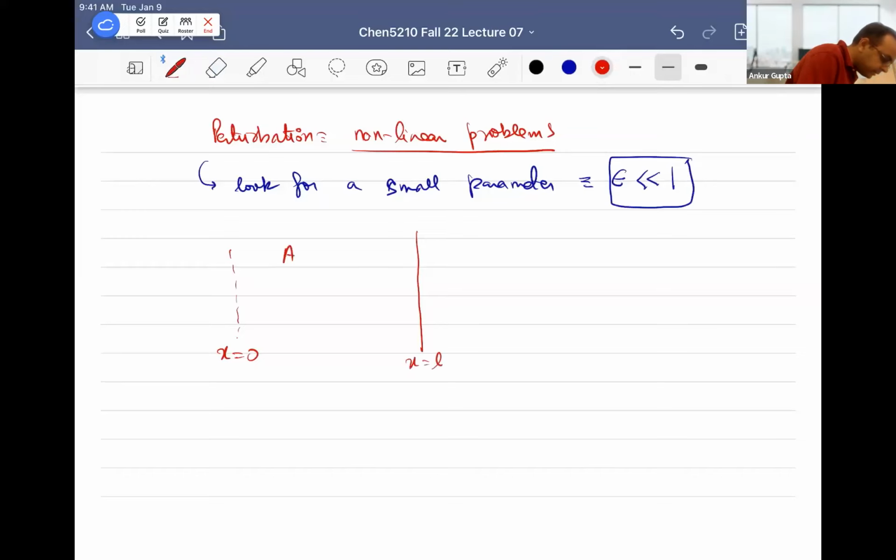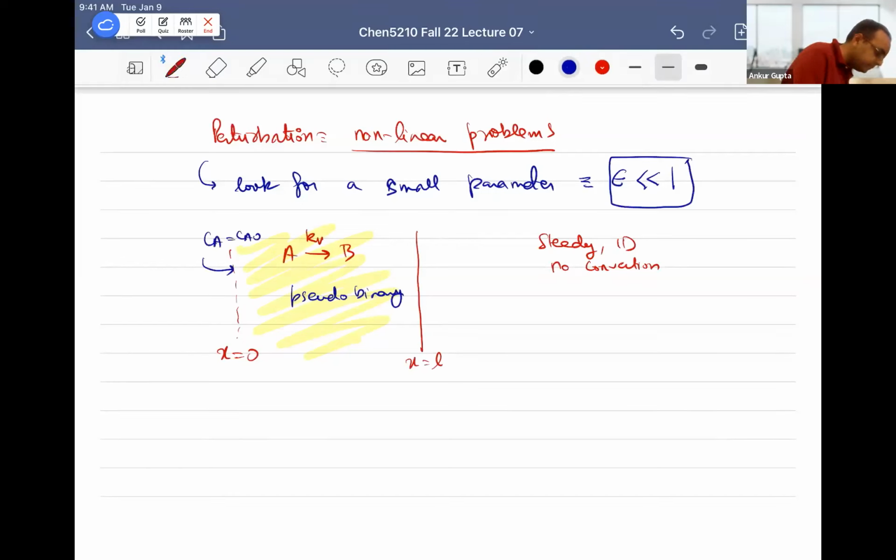Same problem we have been thinking about, but with a small twist. This is a steady 1D problem, pseudo binary. It's dissolved in liquid, steady, with no convection. Here there is a second order reaction. That's the only difference. Instead of a first order reaction, now I've added a second order reaction.